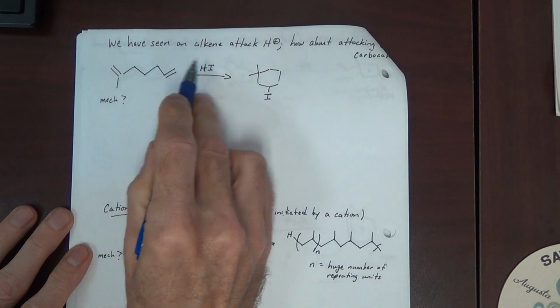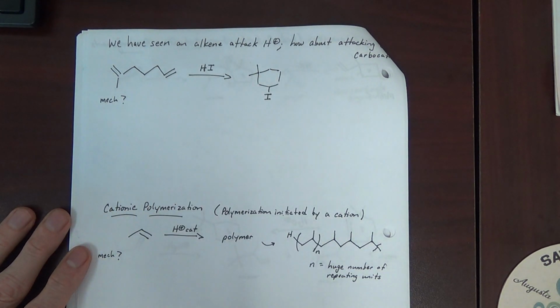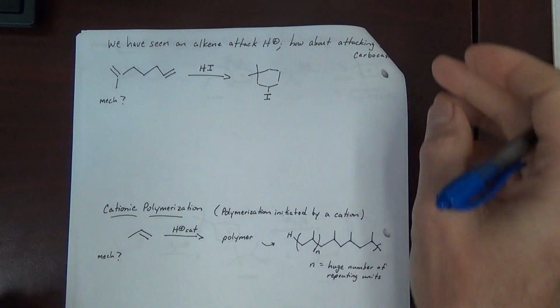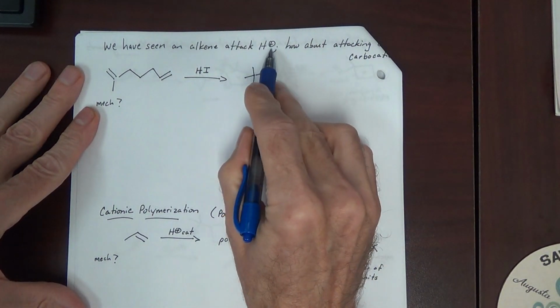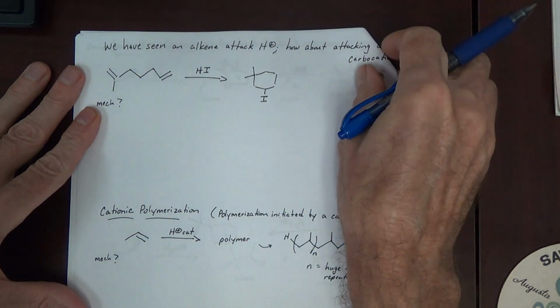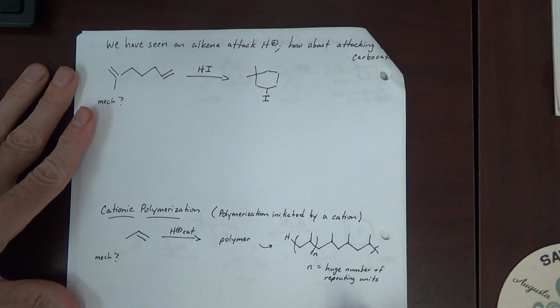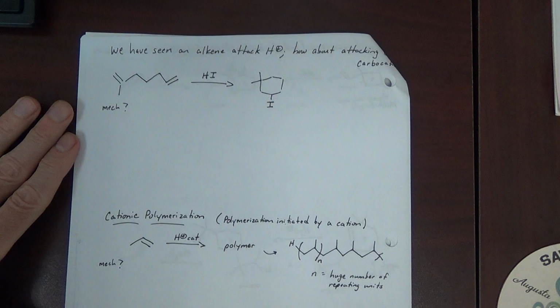Okay, so we've seen an alkene attack H+. We did that when an alkene reacts with HCl or HBr, or when it reacts with an acid catalyst in the hydration reaction. But what about attacking some other type of cation? What about attacking a carbocation, which is what's stated here? Well, actually, that's what happens here. And let's take a look.